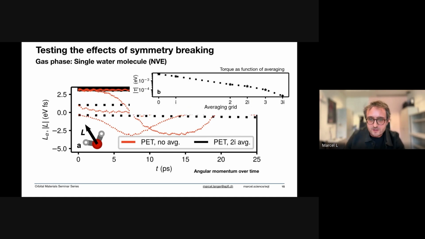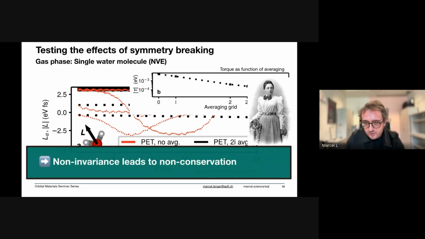This is, of course, because there's a non-zero torque acting on the non-average model. We can see here in this little inset plot that at no averaging, there's quite a significant torque that goes systematically down if we increase the density of the averaging grid. And of course, all of this in the end is a consequence of Noether's theorem.